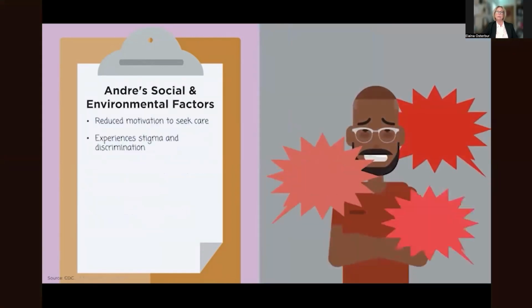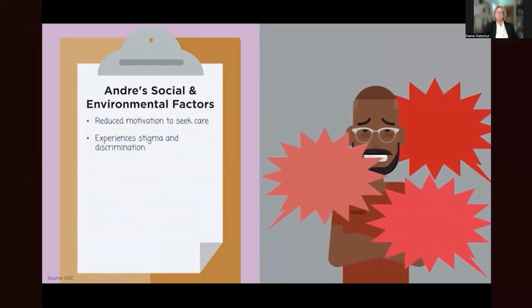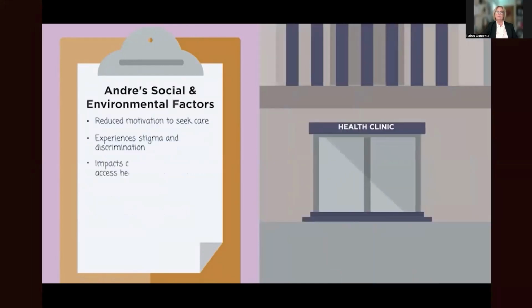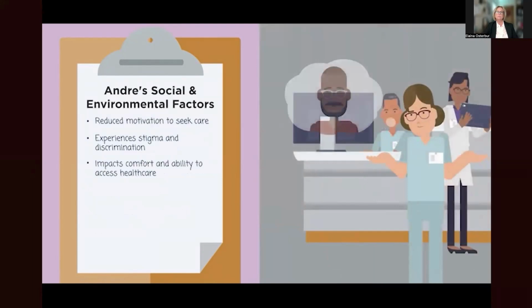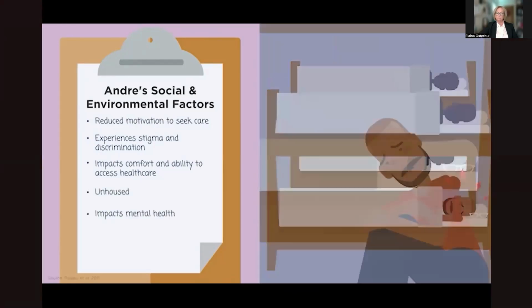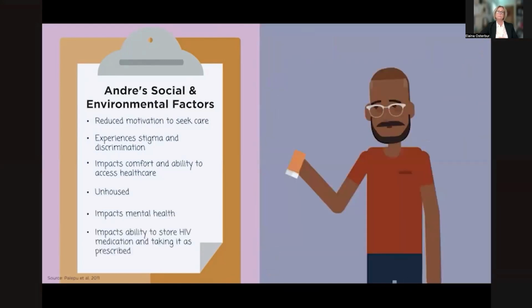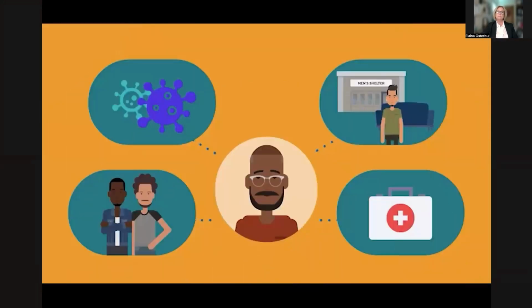Andre experiences stigma and discrimination related to his HIV status, his race, and sexuality. This, in turn, impacts his comfort and ability when it comes to accessing healthcare and support, often causing him to miss appointments for fear he will be judged or treated poorly. He is also unhoused, which impacts his mental health and ability to store his HIV medication, making it challenging to take his medication as prescribed.